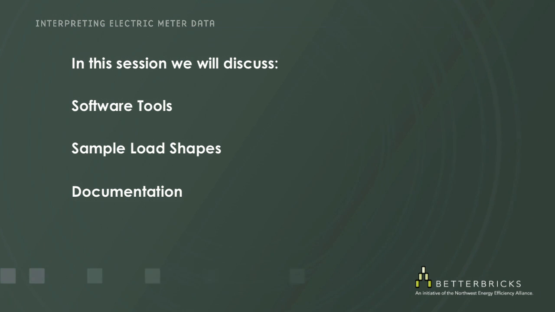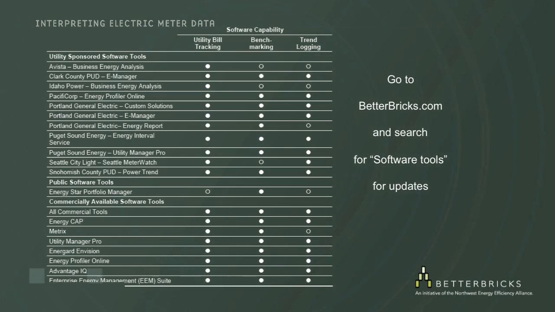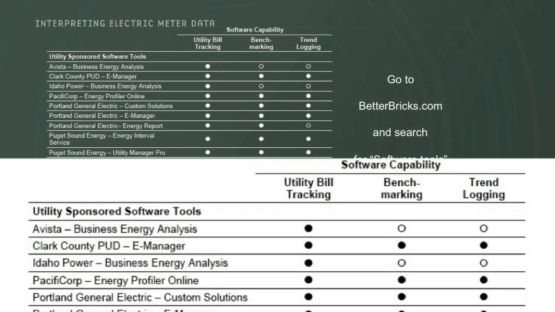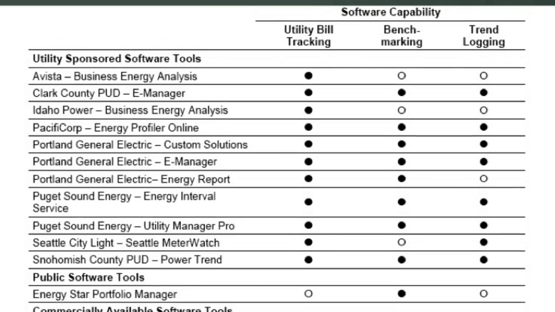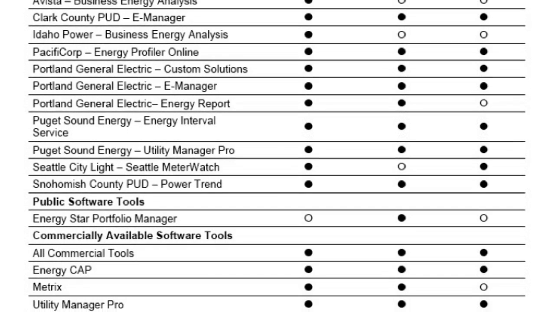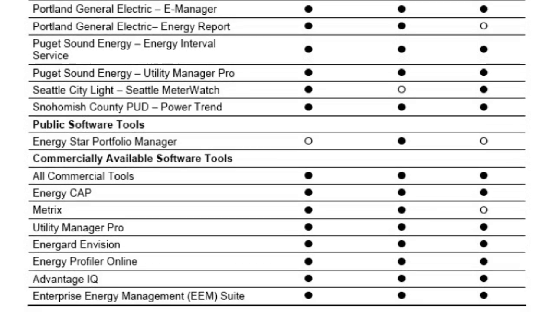Once you have your interval data, you can search for a software tool to use it with, unless you're very proficient in Excel and trying to plot the data yourself. You can go to the BetterBricks.com website and search for software tools. This is an example of one of the screenshots from that page. They show some of the software capabilities of the tools that are available from the utilities, some public software tools, and also commercially available software tools. Please check their website for updates.